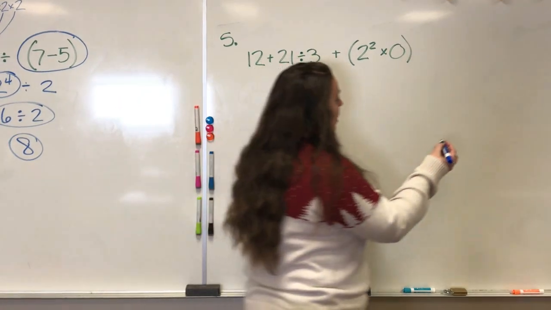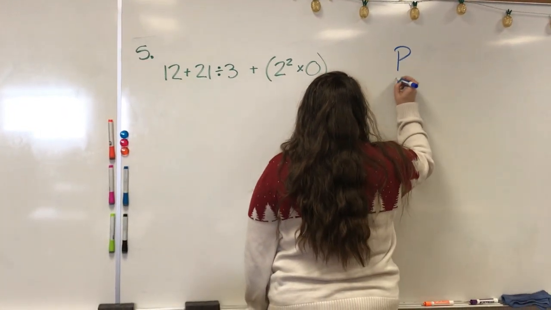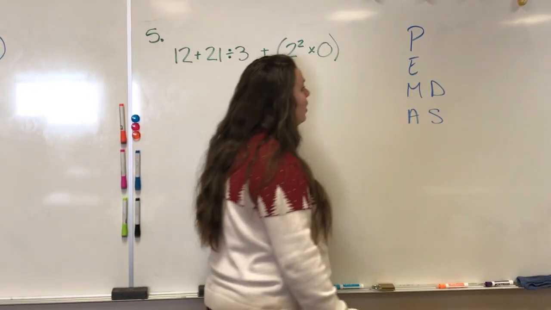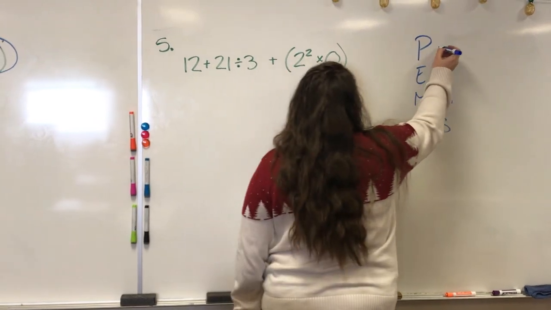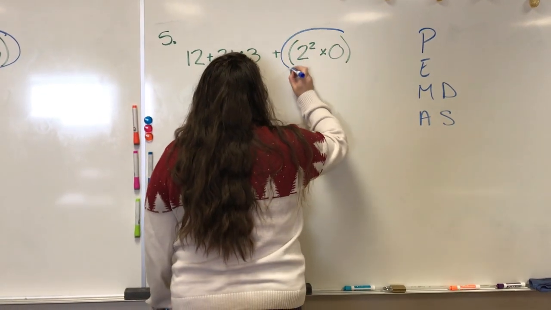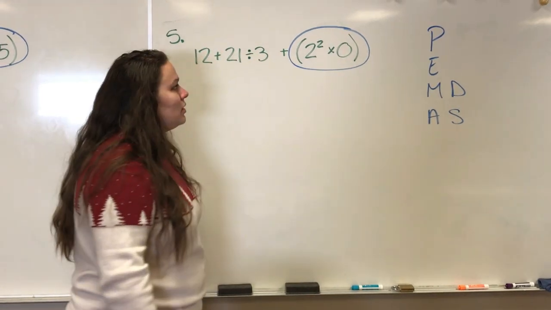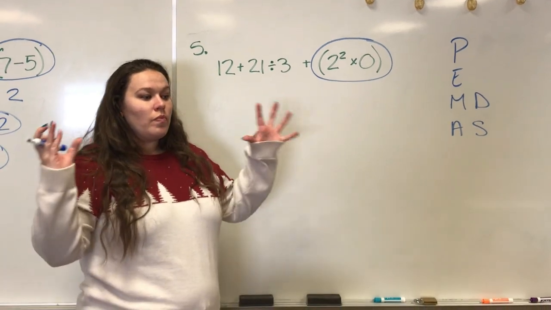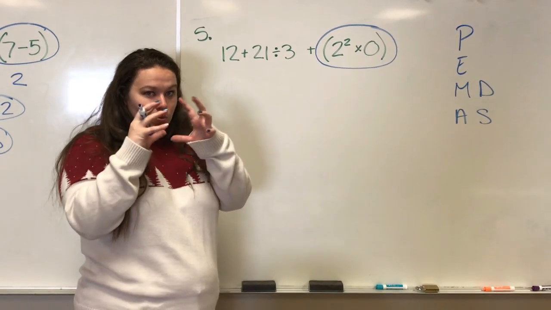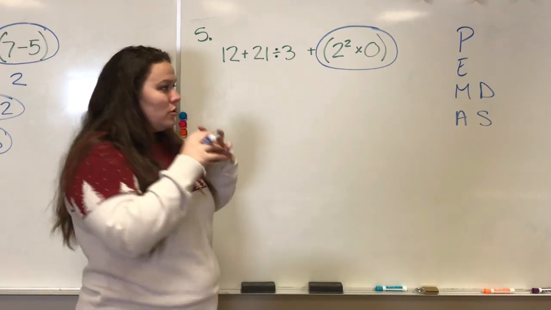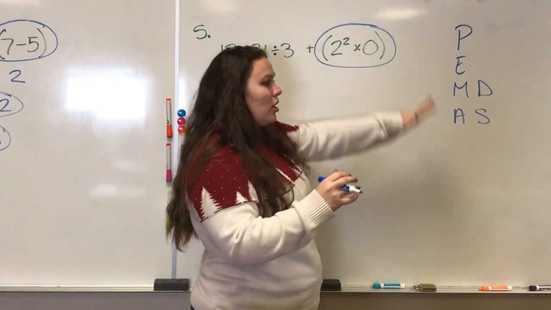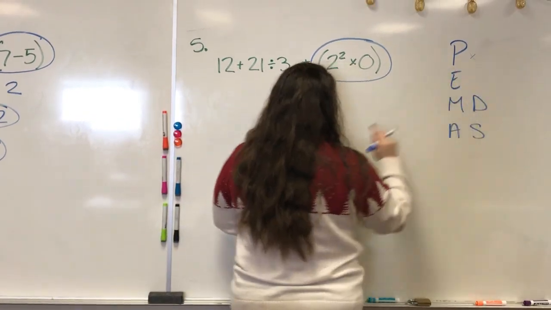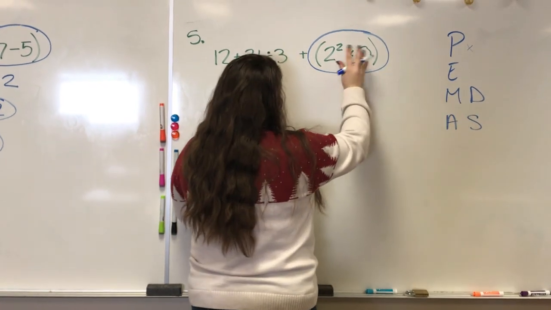Number 5, I'm going to put the PEMDAS over here. Okay. Parentheses is where we're going to start out. I have these parentheses, and it's unique because it has an exponent inside of it. Anytime you have parentheses, that's what you have to solve first. So, in these parentheses, let's start our PEMDAS over. Are there any parentheses inside the parentheses? No, there is not. Are there any exponents inside the parentheses?